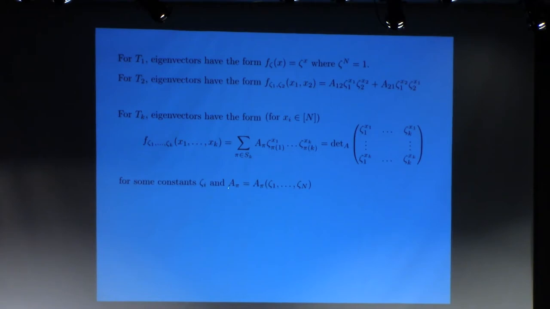Of course, if A pi happened to be something nice like minus one to the pi, then this would be an actual determinant, and we'd be in business. But it's not.